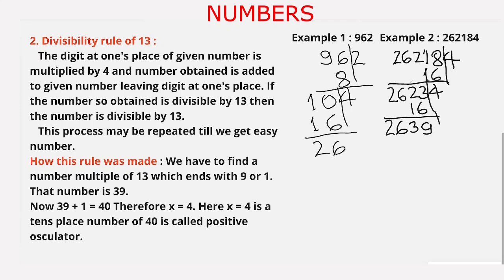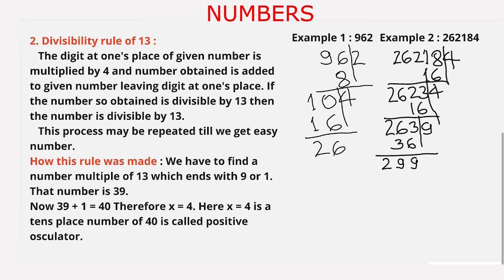The last digit is 9 and 9 times 4 is 36. So we add 36, after leaving the last digit 9, to the remaining part of the number, that is 263. 263 plus 36. 3 plus 6 is 9. 6 plus 3 is 9. And we carry 2 as it is. 299 is still large. So we repeat the process again.